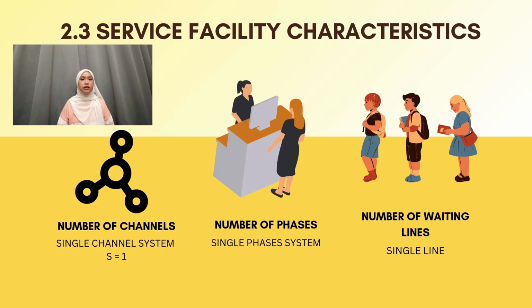Next, there are three characteristics of the service facility, which include the number of channels, number of phases, and number of waiting lines. For our case study at Mr. DIY, they are using a single channel system with a single phase and single line. It means that of two counters, they open only one counter at a particular time, and customers queue in one line because only one counter is open for them to pay. I think maybe at that time Mr. DIY was not busy, so they opened one counter instead of two.